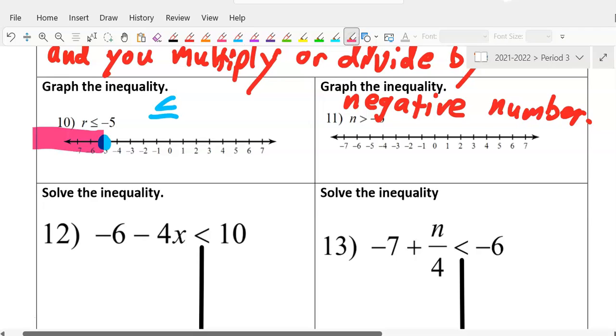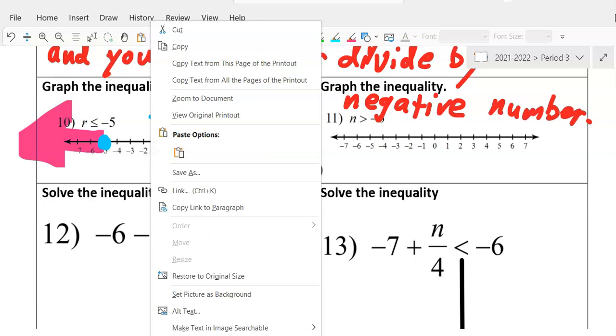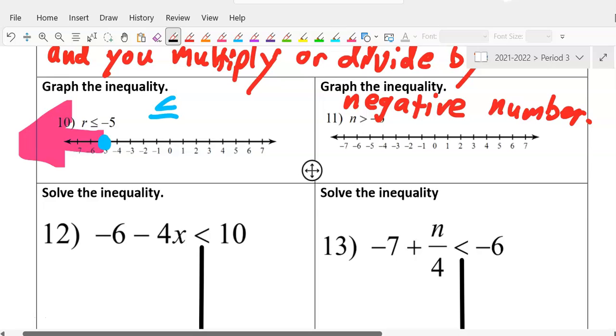How can you tell? Because the greater or less than symbol is pointing to the left. It's a shortcut we can use if the variable's on the left. However, it's also because the R is on the little side, so that means it's everything less than.